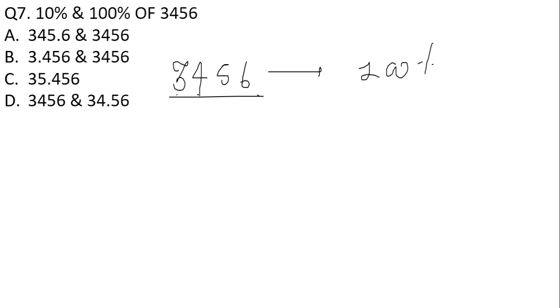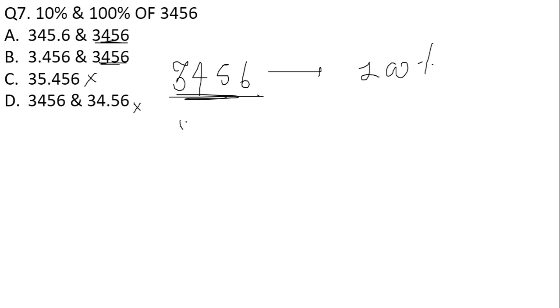The next question that they are asking here is 10% and 100% of 3456. I have told you that whatever the given value of which we have to calculate the percentage, always this is 100%. It means what is the 100% of 3456? It is going to be 3456 only. Got it? So option C as well as option D is going to be eliminated over here.